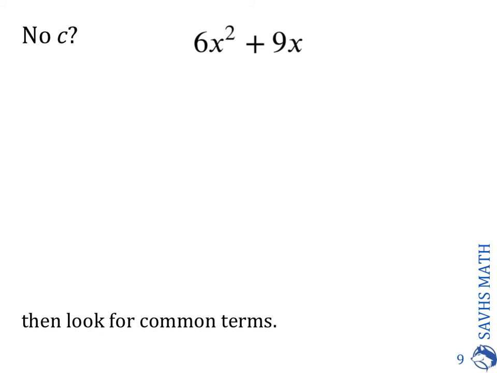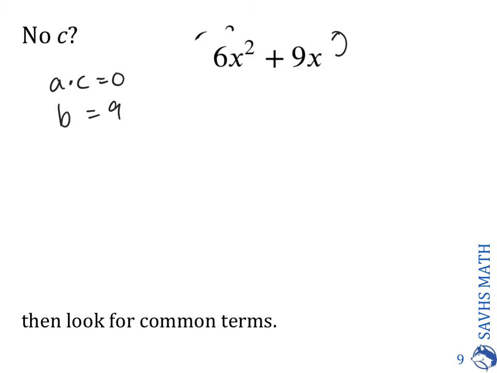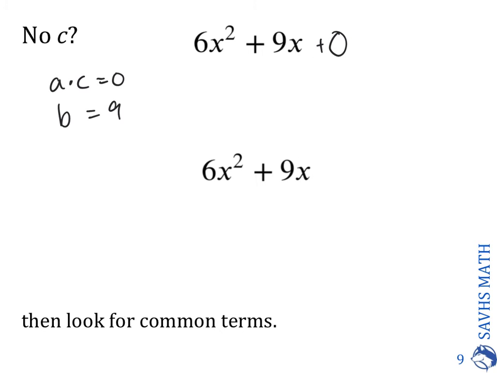For a problem like this, you can use the box method the same way as you always would. It's just a little bit tricky because you have no C term. So now C is 0. So A times C is 0. B is 9. So you can do this whole process, but here's what I'm going to say. Maybe it's a little bit easier to think about just what is common between the two terms.